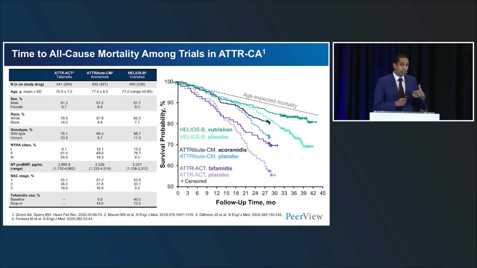If we compare the placebo arm, and this is the graph on the right here, the placebo arm in each of these trials, you can see that they continue to get a little bit healthier over time. And actually, if you look at the vutrisiran arm in HELIOS-B, this is approaching the age-expected mortality, which is wild. And so we're getting to a point where we're really making a large impact on the disease process itself.